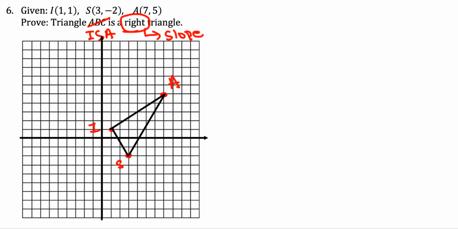So, which two sides seem to be perpendicular? It seems to be IA and then IS. So then let us try to find the slope. So slope of IS is 1 minus negative 2 over 1 minus 3. And here we end up getting 3 over negative 2.